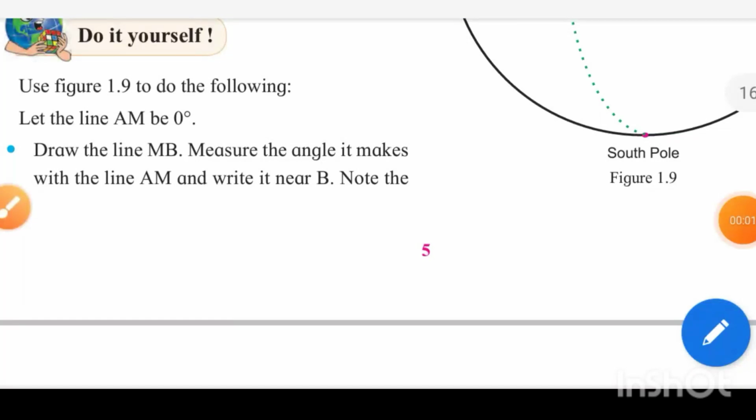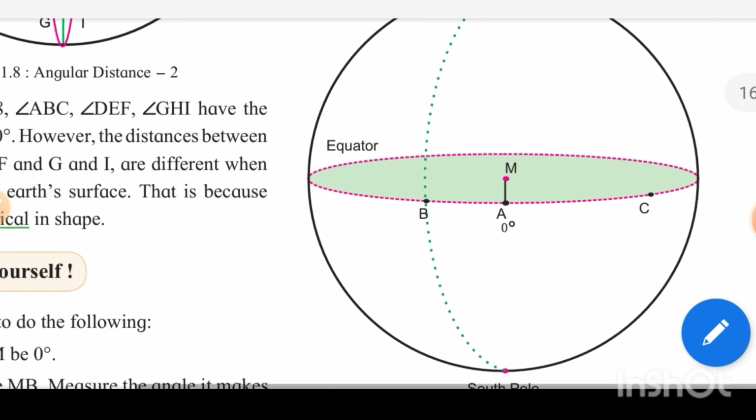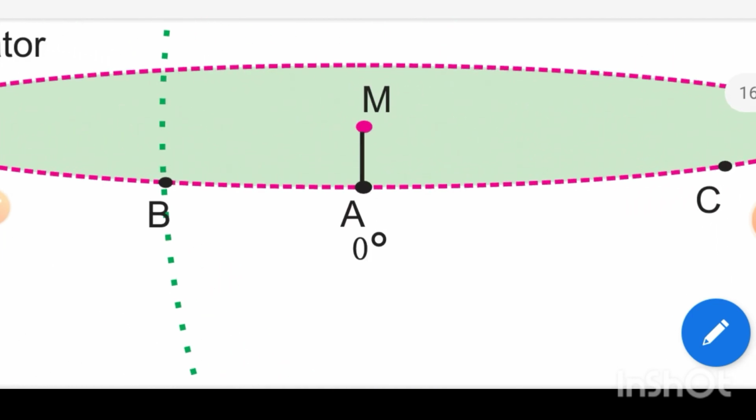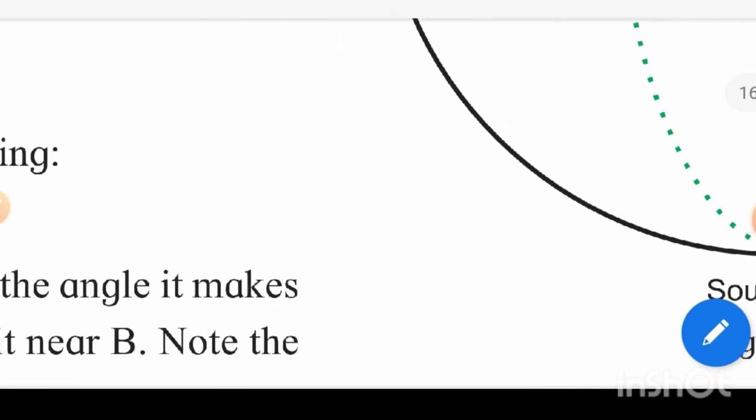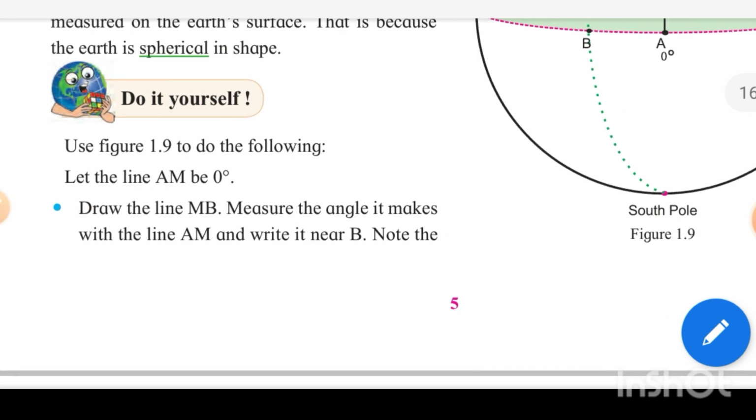Welcome to part 2 of the lesson, Equator and the Earth and the Graticule. We are going to read the instruction, and as per that instruction we are going to draw. So it says, let the line AM be 0 degree. Yes, so the line AM is 0 degree, and then it says draw the line MB, measure the angle it makes with the line AM and write it near B.